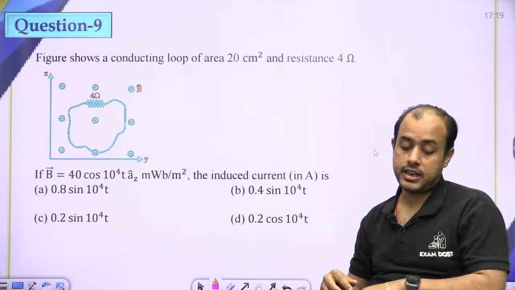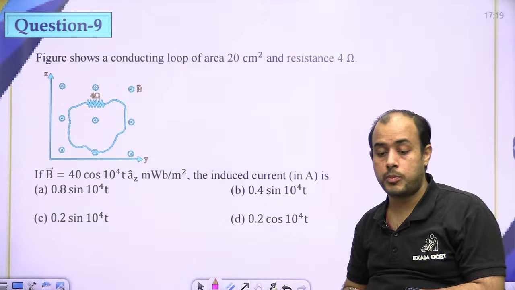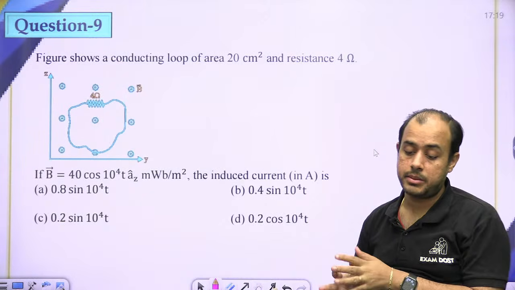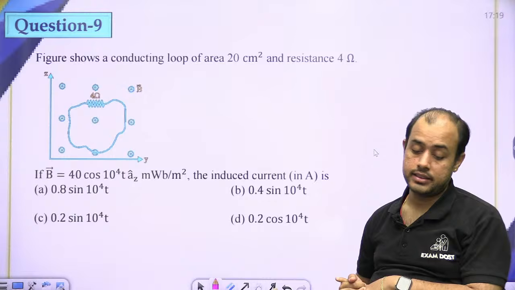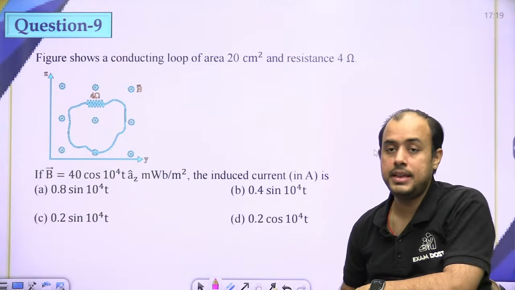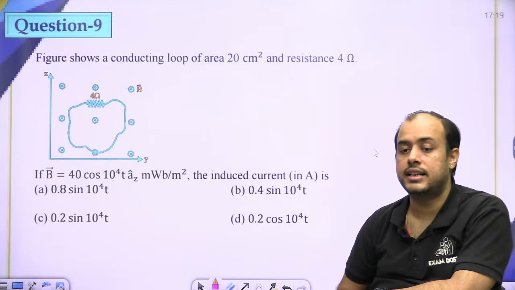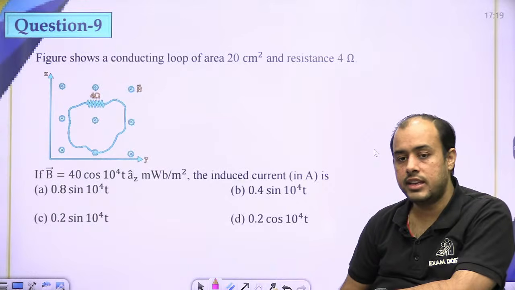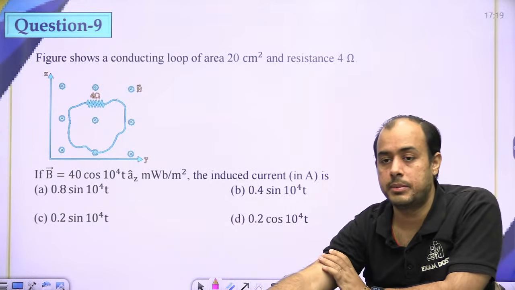Next, beta. Figure shows a conducting loop of area 20 centimeter square and resistance 4 ohm. B is given, find the current. I am giving you B, you need to tell me the current.